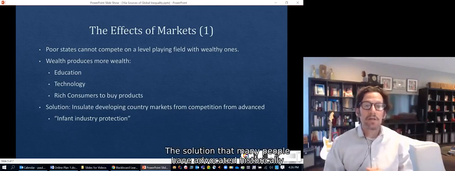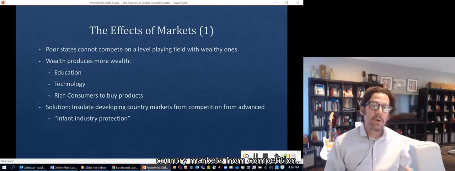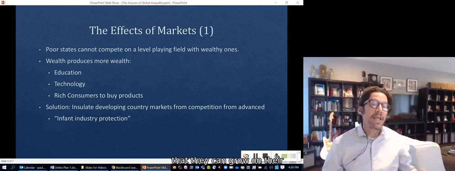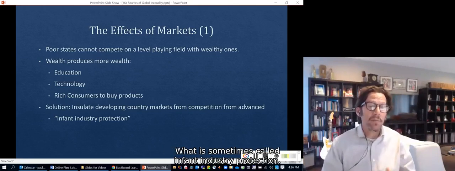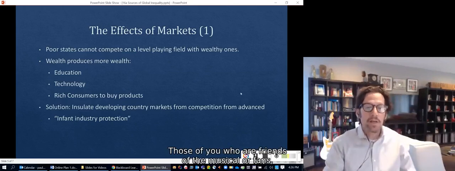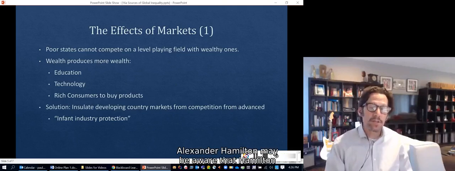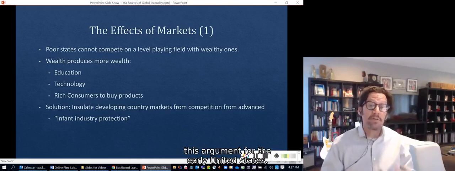The solution that many people have advocated historically is to insulate developing country markets from competition from the advanced societies so that they can grow on their own without competition from powerful, wealthy companies, what is sometimes called infant industry protection. This is a famous argument that's been made. Those of you who are fans of the musical Alexander Hamilton may be aware that Hamilton was someone who advocated this argument for the early United States.